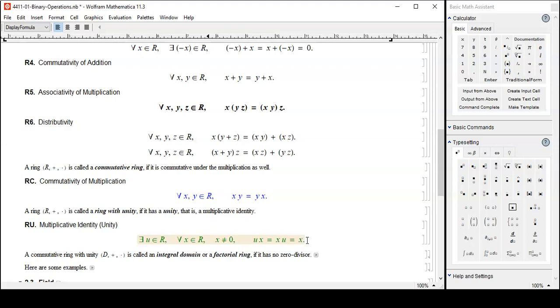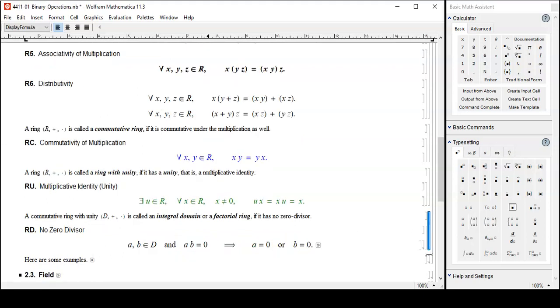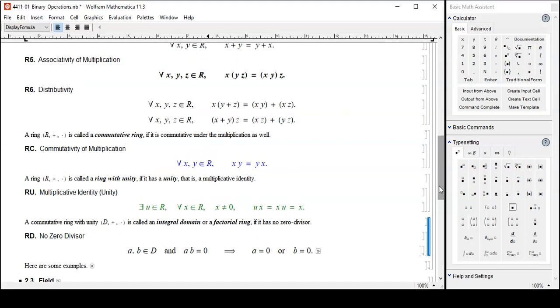One more. There's still one more. Sorry. Integral domain. An integral domain is a commutative ring with unity, so we have these two. And then in addition, we have another property. No zero divisor. If a times b is 0, then either a is 0 or b is 0. There's no way I'm going to get a 0 by multiplying two non-zero numbers. If that's true, then that ring is called an integral domain.